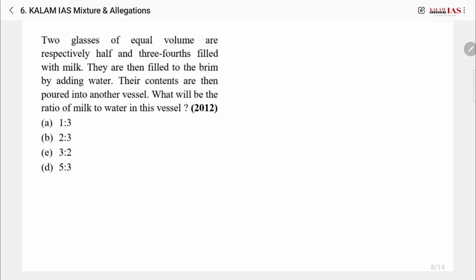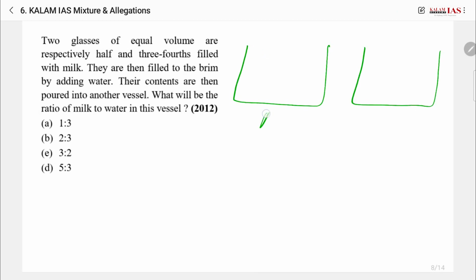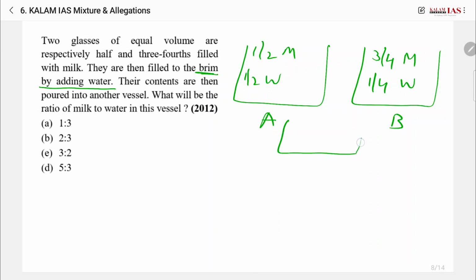Again there are two glasses of equal volume, filled respectively half and 3/4 with milk. So again there are two glasses of equal volume, glass A, glass B. First one is half filled with milk, another one is filled 3/4 with milk. And now they are filled to the brim by adding water. Brim means to the top, it is filled completely. So in this half will be water, in this 1/4 will be water. Now their contents are poured into another vessel, vessel 3. What will be the ratio of milk to water in this vessel?